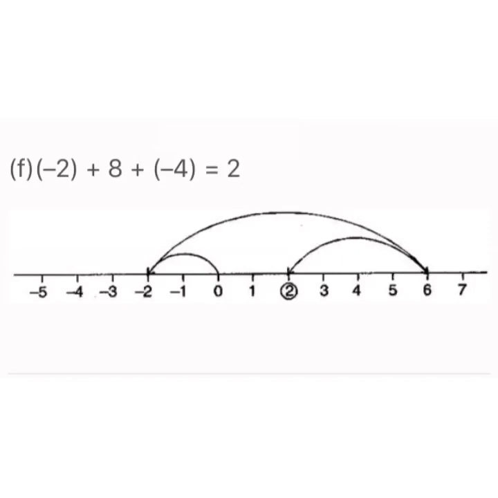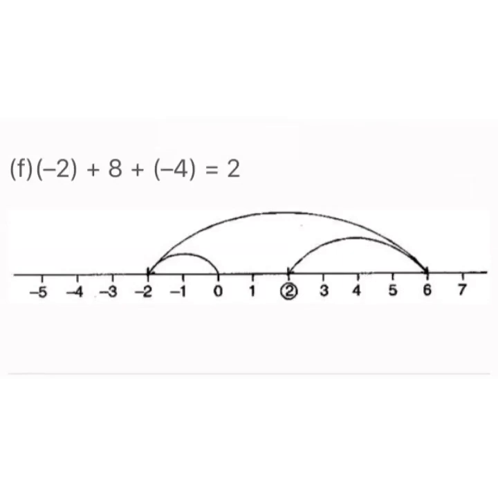So children, minus 2 plus 8 is 6 because 2 is smaller than 8. Then 6 minus 4 is 2 again because 6 is greater than minus 4. So children, here we will start from 0 and we will move left towards 0. We will move 2 steps left from 0 and we will reach minus 2.